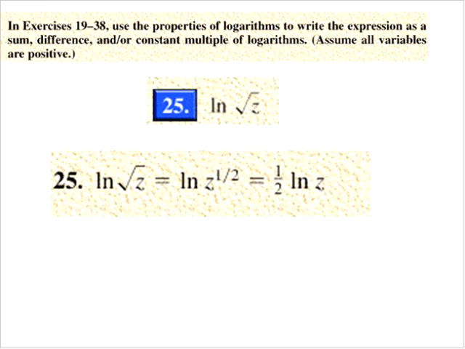Next, let's rewrite these using properties. So the square root of z is also known as z to the 1/2 power. Now we know that our property states the exponent can be pulled out front. So that's the same thing as saying 1/2 times the natural log of z.